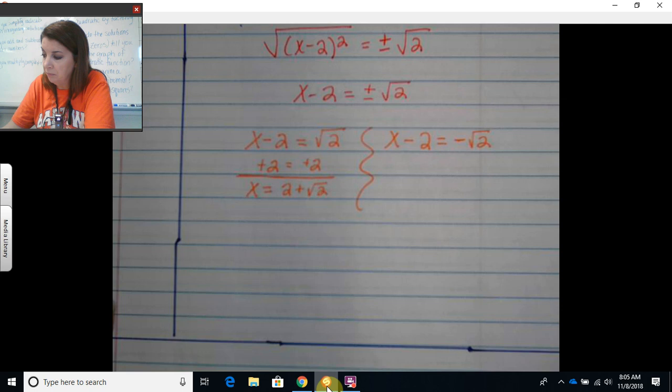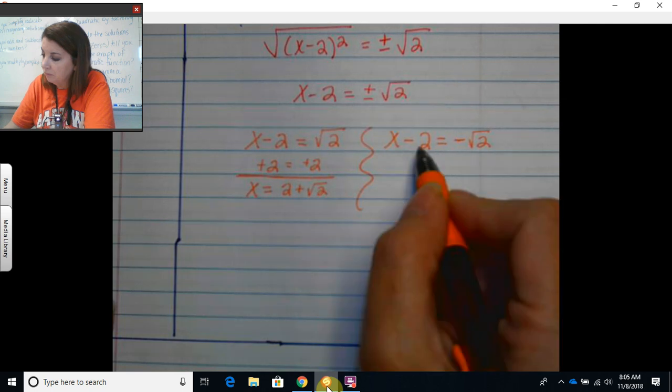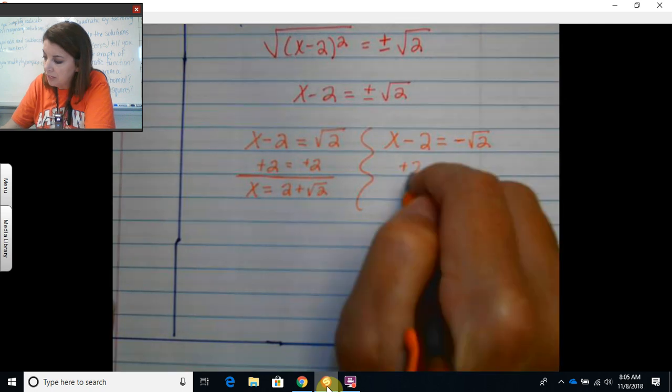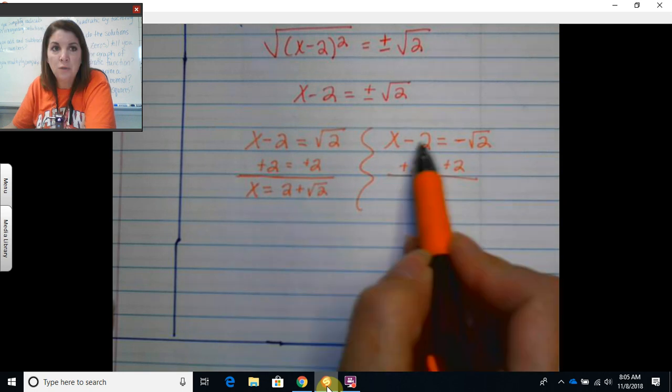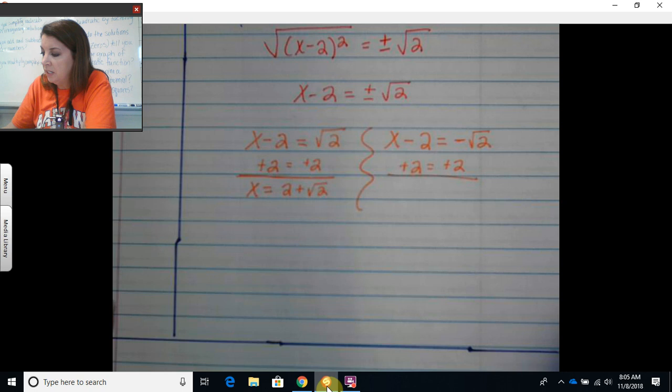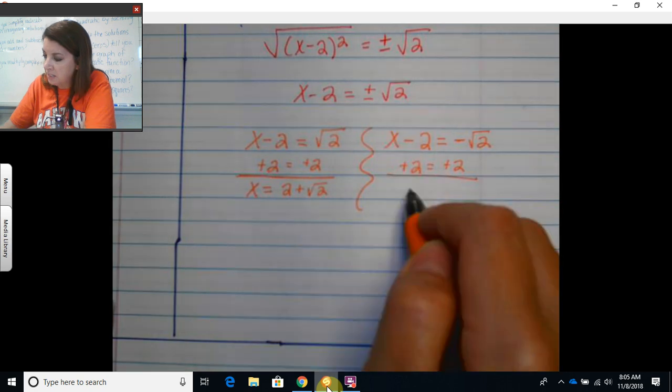Over here, when I add 2 to both sides, now a lot of kids make the mistake, they'll do x minus 2 and x plus 2. You don't change that sign. The only thing that's changing is the sign of the square root of 2, okay? So that would be x equals 2 minus the square root of 2.